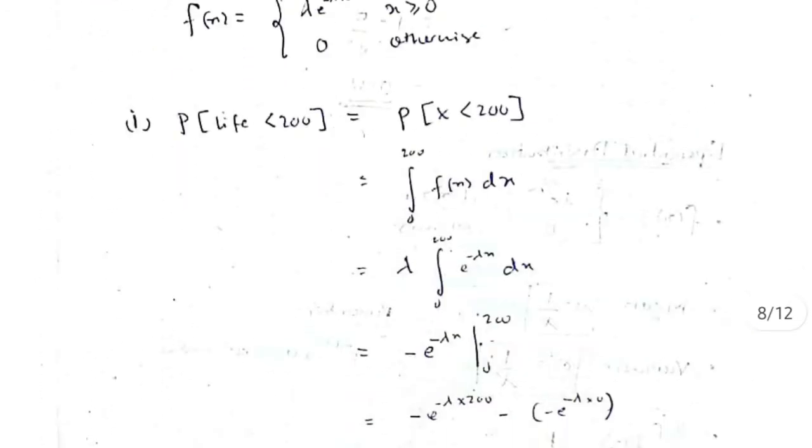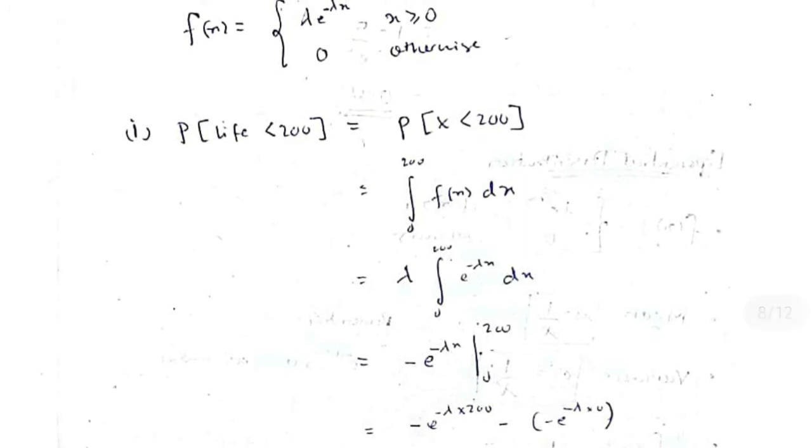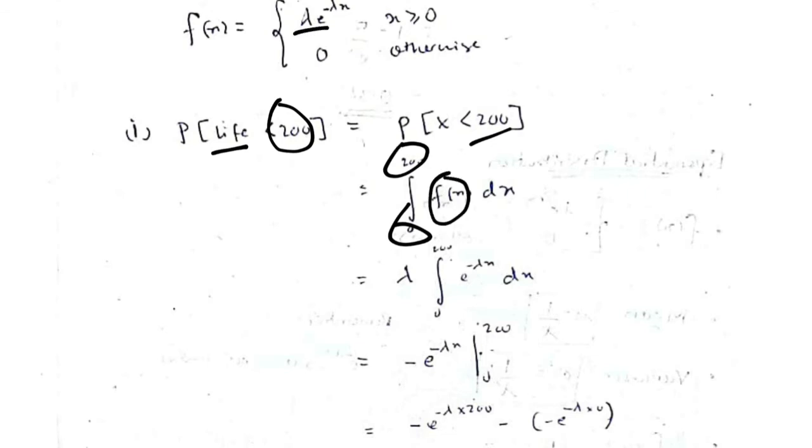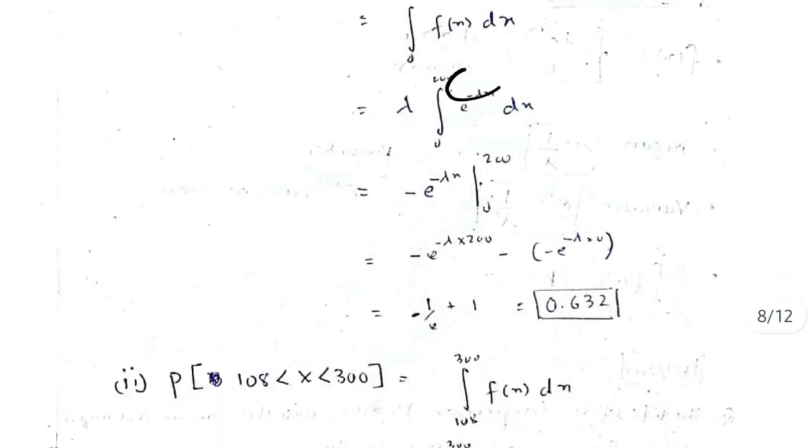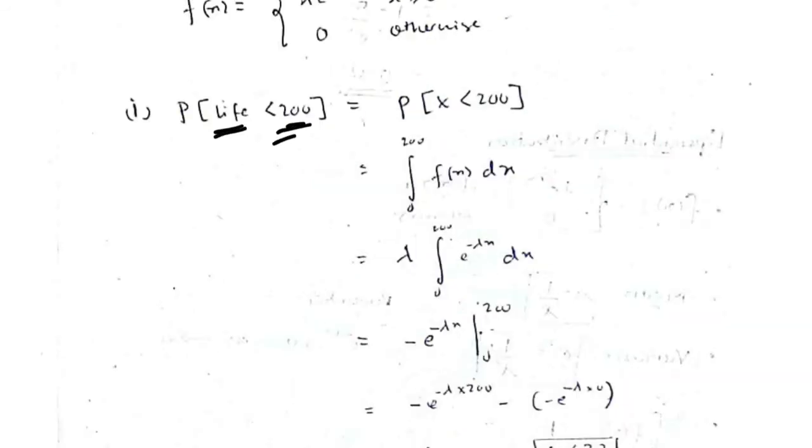So in the first case, what we have been asked is to find the probability of the compressor having a life less than 200 months. That means p of x less than 200. So the limits will be from 0 to 200, and this will be f of x. What is f of x? Lambda e power minus lambda x. Lambda is a constant, we can take it out, and applying the value of lambda here or at the final stage is the same thing. Apply the value of lambda which you got, 1 by 200, and after applying the value, you'll get the final answer here, the probability of life less than 200 months.